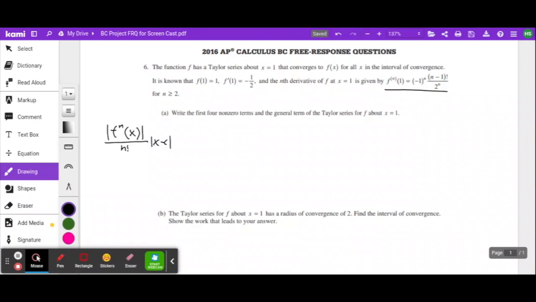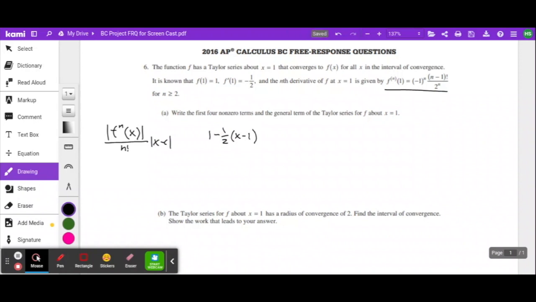Okay, so the first term, we're looking for f of 1, which is given. That's 1. And the other things are going to go away because they're to the 0 or 0 factorial, and they're both just 1. Then we need f prime of 1. Great, that's also given to be negative 1 half. Then we'll have our x minus the center, which is 1.